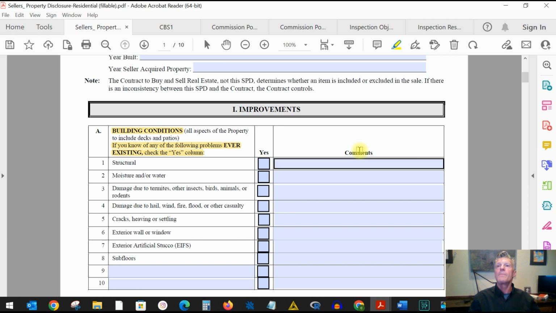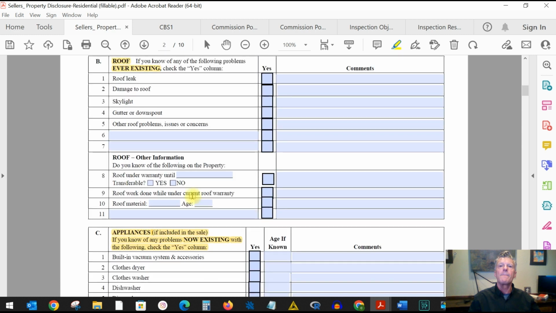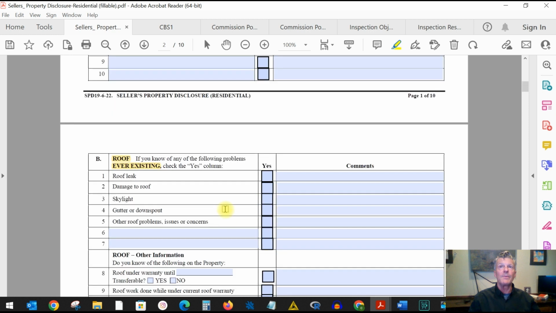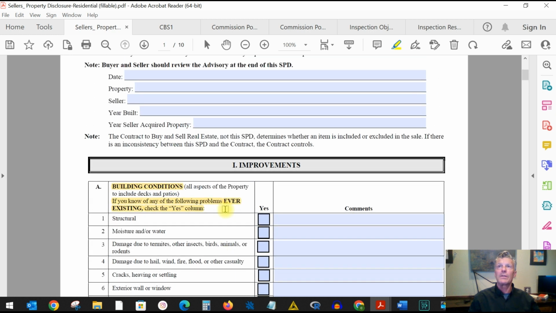And what you'll see is there are sections that are related. Building conditions, roof, appliances. And it's a long form. It's 10 pages now. And the prior disclosure, that commission position statement, mentioned 8 pages, so it's grown 2 pages since then. And there's just a couple of major things I want you to understand on this.